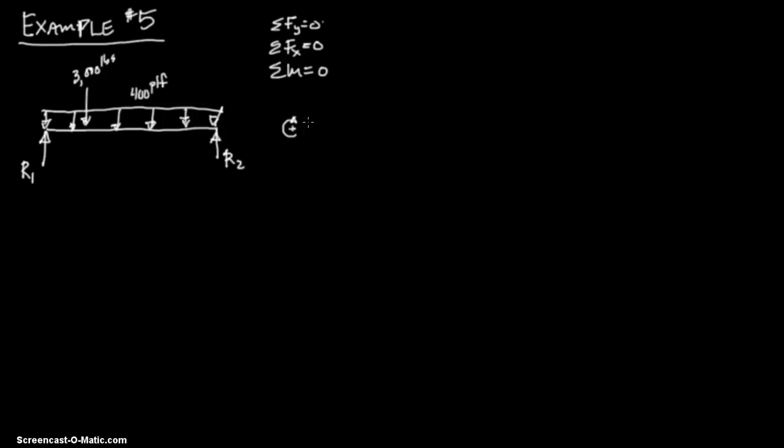Let's do the sum of the moments about, let's give some points, point A and point B. And remember, I just named them that. They can be anything. Sum of the moments about point A equals 0. R1 will induce no moment because it is concurrent. It goes through point A.